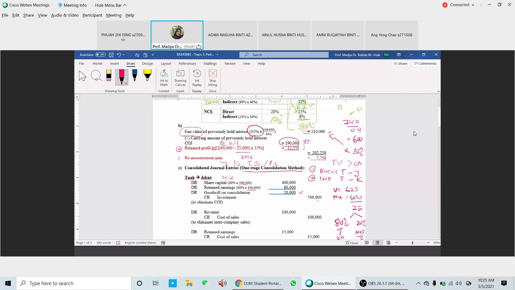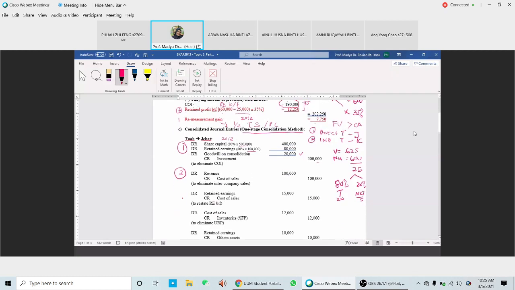Elimination of the COI. The second one, we put a numbering here, number 1. The second one is to record the sales of goods from Jebat to Tuah. So for the sales of goods, you're going to debit revenue and then credit cost of sales. The third journal entry here is for the elimination of the URP brought forward: debit RE, credit cost of sales. And then the fourth one is the current URP, URP carry forward: debit cost of sales and then credit inventory.